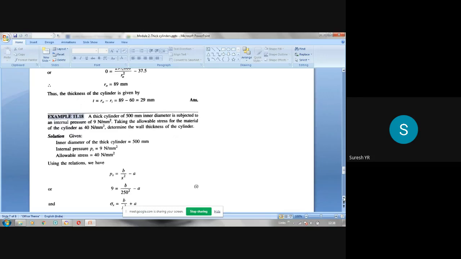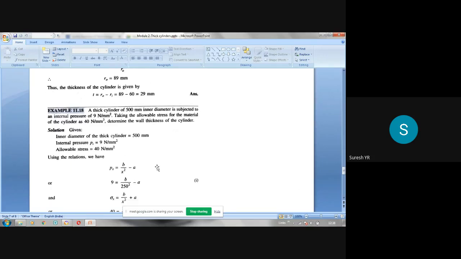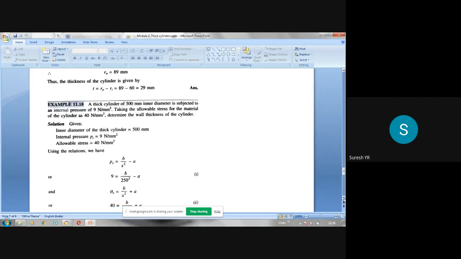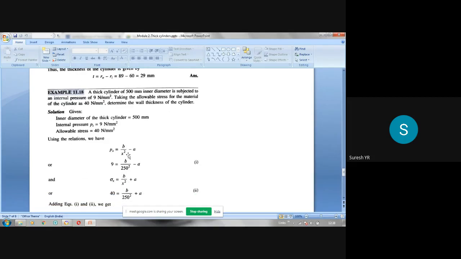Another type of problem is finding the thickness of the cylinder given the maximum or the allowable stress value of the material of the cylinder. In that case, the boundary conditions will be: one condition you can use first is the radial pressure equation of Lami's equation. Another condition is the hoop stress condition of Lami's equation. We know that this hoop stress is the maximum value or the allowable stress value, which occurs at the inner radius of the cylinder. So those two have become the boundary conditions. If you solve them, you are going to get the values of A and B.